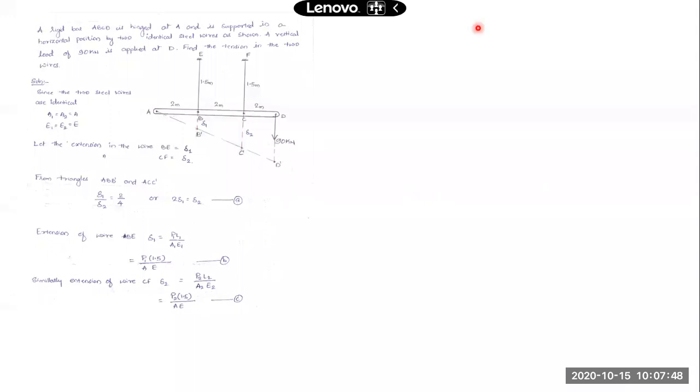So I have given some starting points for that problem. With that, can you find out what is the tension in those wires?